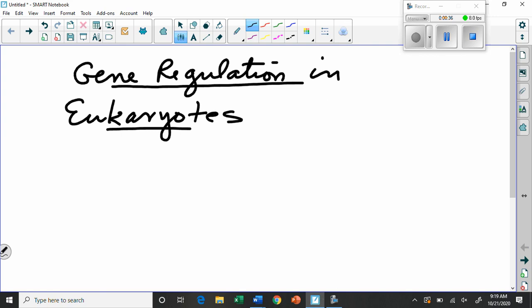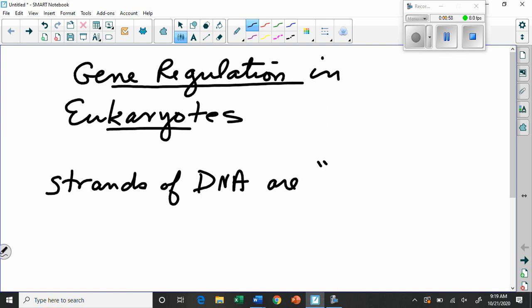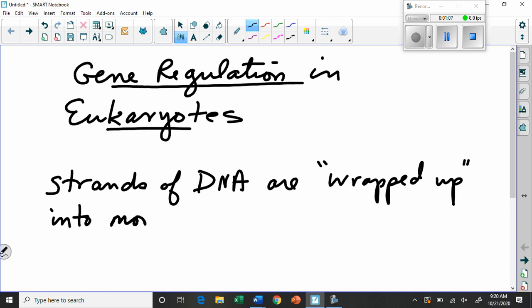So what that essentially means is that the strands of the DNA molecule are wrapped up by other protein molecules into these more complicated structures. So let's just write that down first of all. That's why this is different. Strands of DNA are wrapped up into more complex structures.